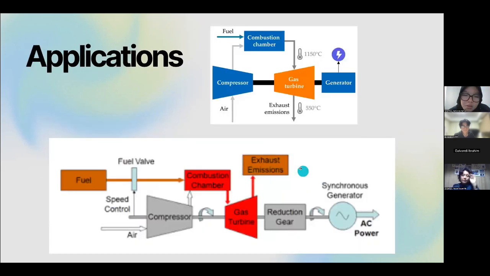And these are the applications of the Brayton cycle, where it is mostly used in LNG, jet engines, and turbines. And the schematic here is used in LNG.